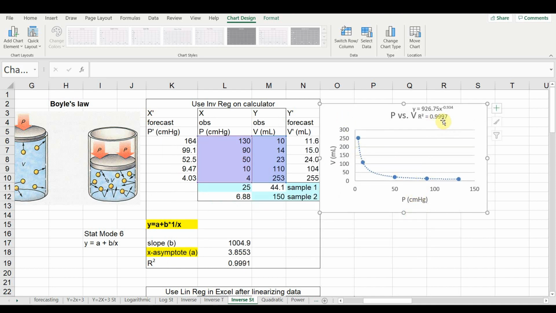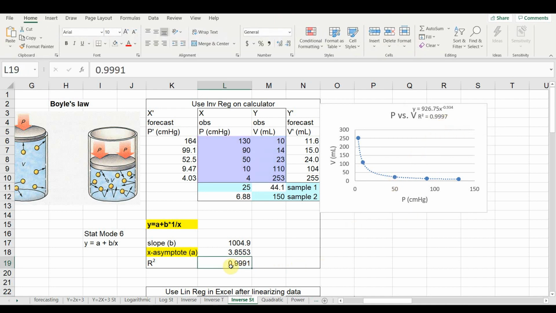Notice that the r squared value, 0.9997, is even better than the r squared value for the inverse relationship from the calculator. What's that mean? Is there any similarity between the power function equation and the inverse function equation? Look at the power function equation. Y is equal to A times x to the b. Now consider the case if b were equal to -1. The power function equation would become y equals A times x to the minus 1, or y is equal to A over x.